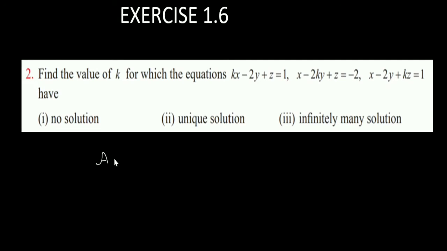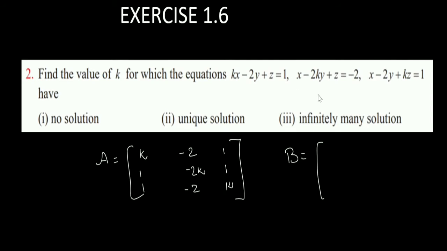A is the coefficient matrix. What are the coefficients here? k, minus 2, 1. Second equation 1, minus 2k, 1. Third equation 1, minus 2 and k. This is the matrix A. Now the matrix B is the constants, that is 1, minus 2 and 1.